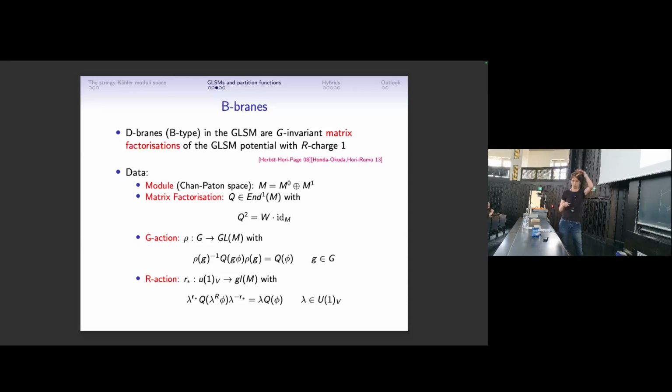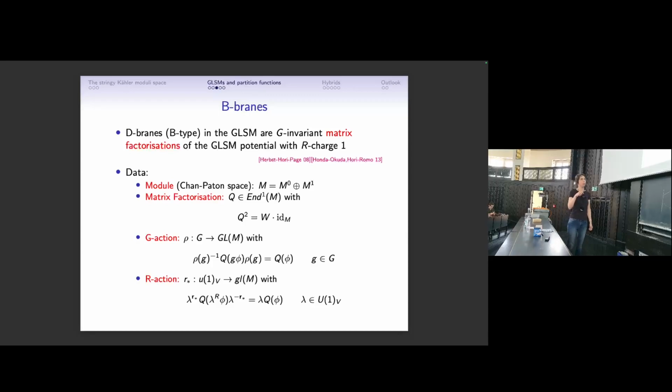And in the GLSM, a B-type D-brane is a matrix factorization. So that's a set of data. We have some module, which we can understand as a Chan-Paton space for the branes, and it naturally comes with a Z2 grading. And then the brane is characterized by a matrix factorization, which is an odd endomorphism on this Chan-Paton space. So you can think about this very explicitly. You can think about this as a square matrix of polynomial entries in the scalar fields. And whenever this matrix squares to the superpotential times the identity, you're describing a D-brane.